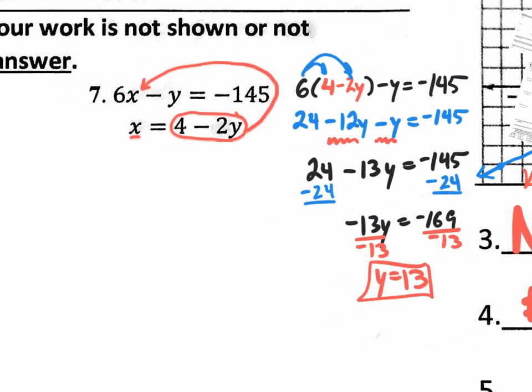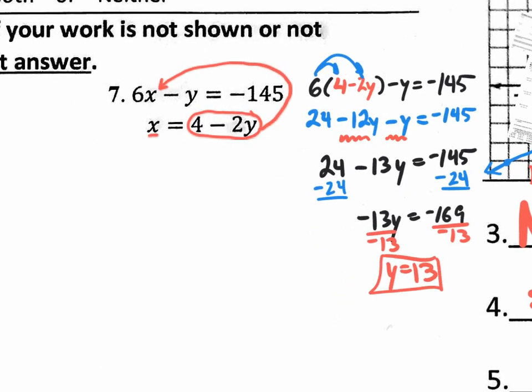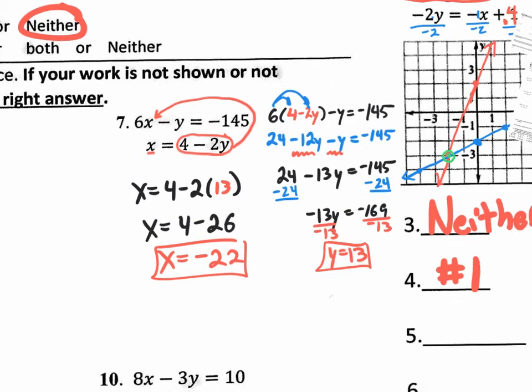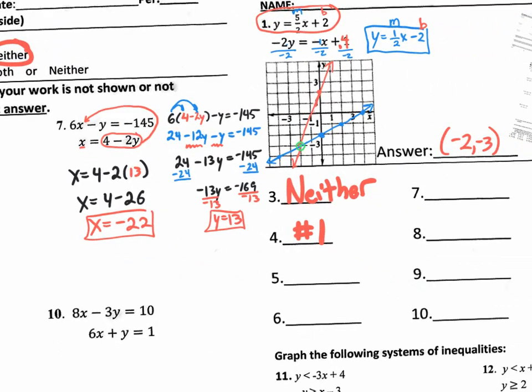So we have one answer, we still need the other answer. We're going to plug it back into any equation we want. I want to take this y value of 13 and plug it right there. So it's going to read x equals 4 minus 2 times, and I'm plugging in 13 right here. That becomes x equals 4 minus 26, which really is x equals negative 22. Ladies and gentlemen, your answer is negative 22, 13 in coordinate format.